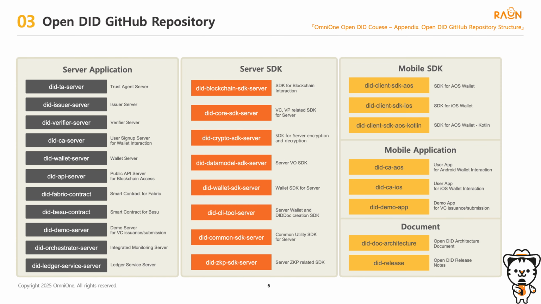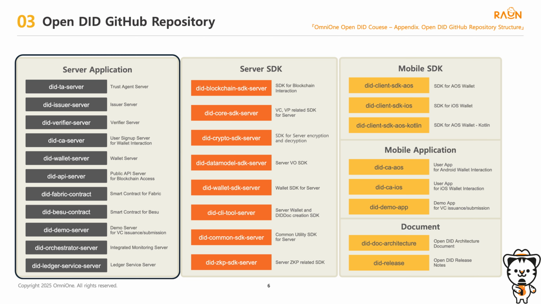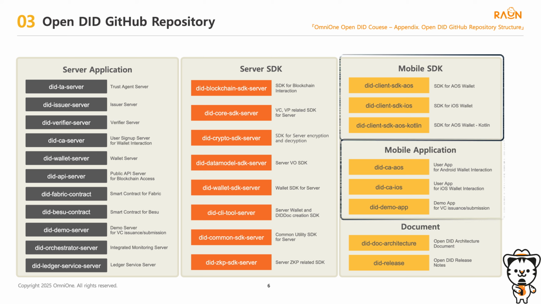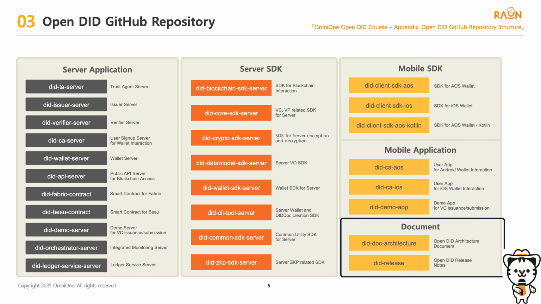Finally, the session will conclude by showing the entire configuration at a glance. As can be seen, the repository is composed of a total of 5 categories, and each category is as shown on the screen. Server application, server SDK, mobile SDK, mobile application, and document.